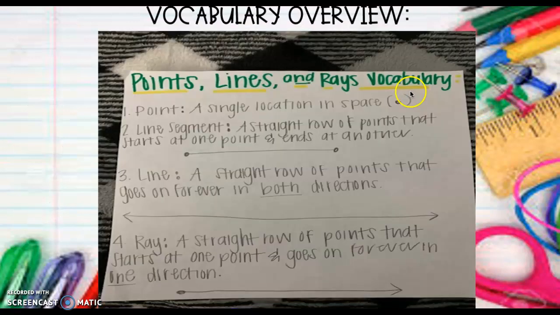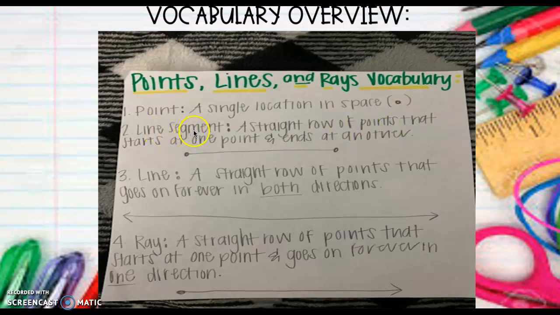Okay. All right, so today for our actual math lesson, we're going to be going over points, lines, and rays. All right, so a point. What is a point? A point is a single location in space. A point looks like a period. A point represents a stopping place, okay?